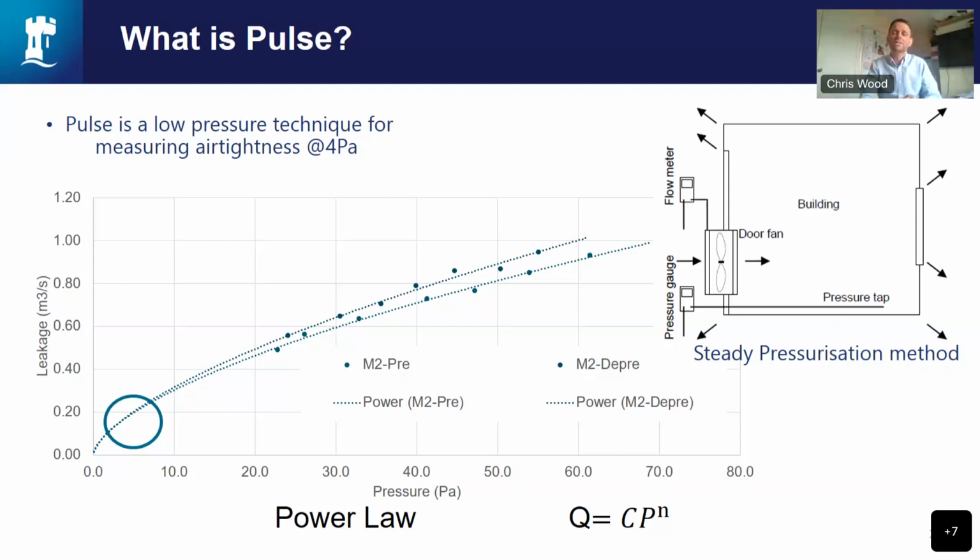And indeed, the steady pressurization test is a robust test. There's no doubt about that. In science, we actually like a steady technique, and this is one of those. But pulse is a low pressure technique measuring at 4 pascals. So we're right down there at the bottom. Now, that, of course, is within the realms of the pressure differences that we would expect on buildings.